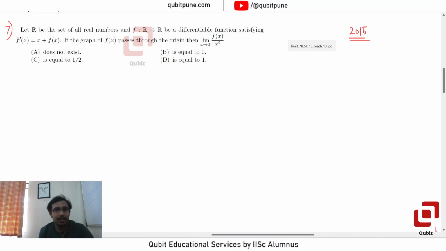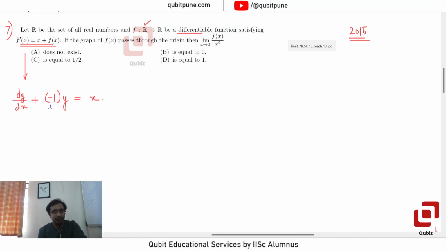Okay. So a function is defined and its domain is the set of all real numbers. It is differentiable. It satisfies this differential equation. So that could be one way of solving the problem. It's a linear one, you see. This differential equation is a linear differential equation. If you call f of x as y, f dash of x will be dy by dx. So what can you do here?